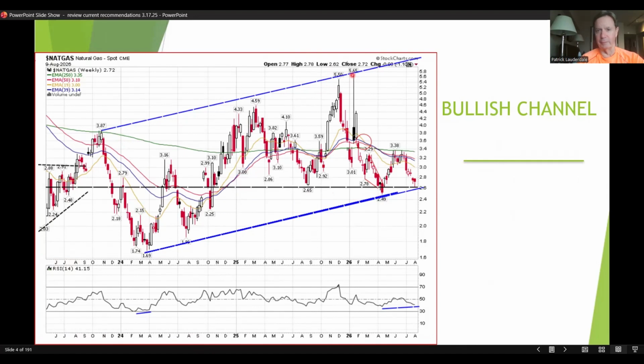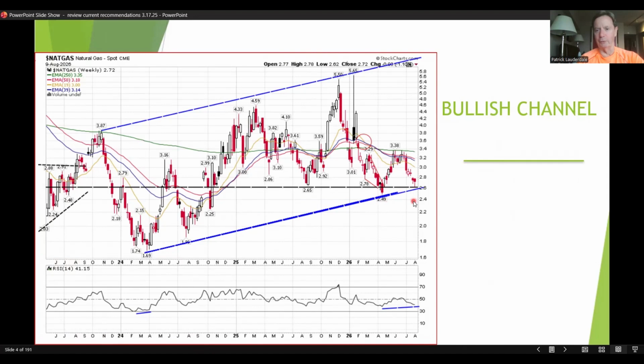That's exactly what me and my followers did. So now we have a third touch. Where is this? It's on support. So this is a good reward to risk scenario. This is where you want to buy. If it breaks down to $2.40, I'm not going to be here. I'm going to be out. It's a failed bullish channel.